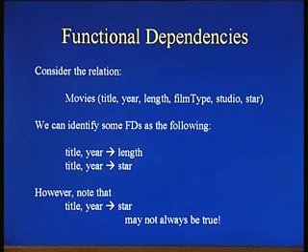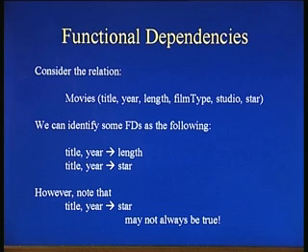Let us take some examples now. Consider a relation of the form that is shown in the slide here. The slide shows a relation called movies, which has the following set of attributes. It has title, year, length, film type, studio and star. So going by the standard definitions of what is a movie and what are titles and what is the year of its release, the length of the movie and so on, we can from common sense reasoning identify some kinds of functional dependencies.